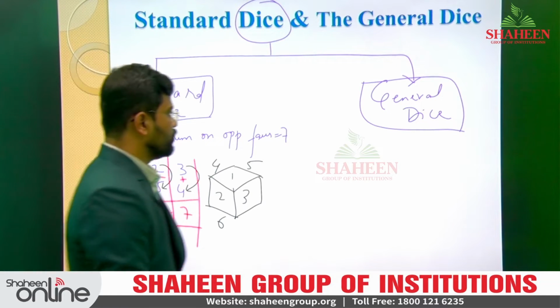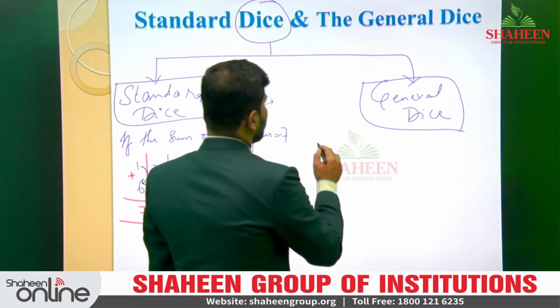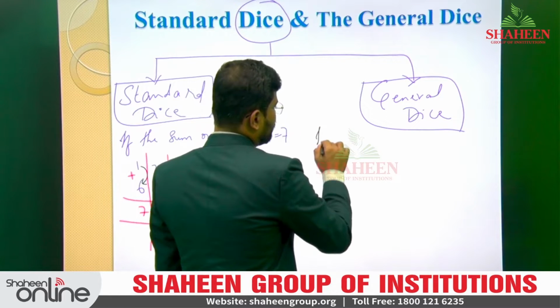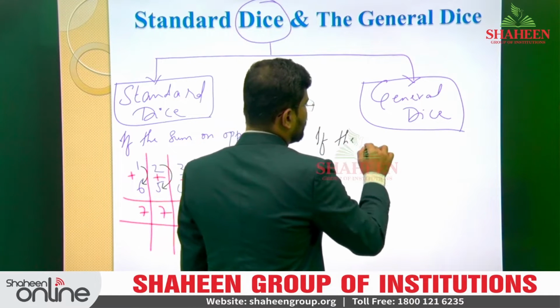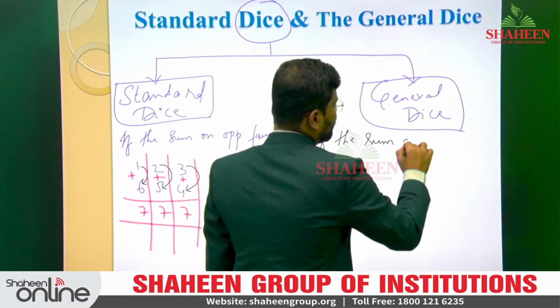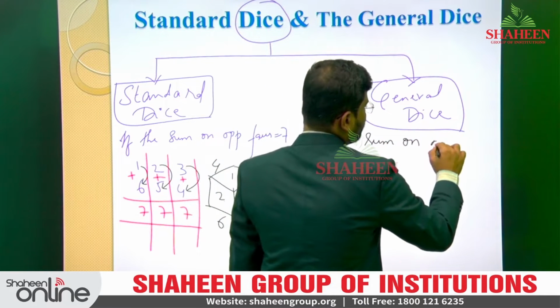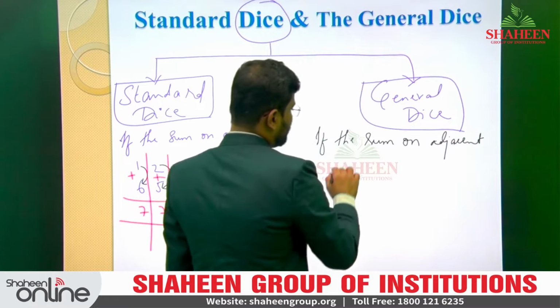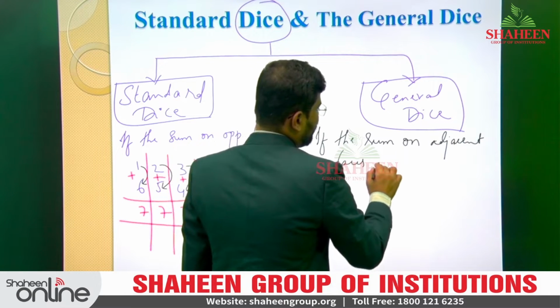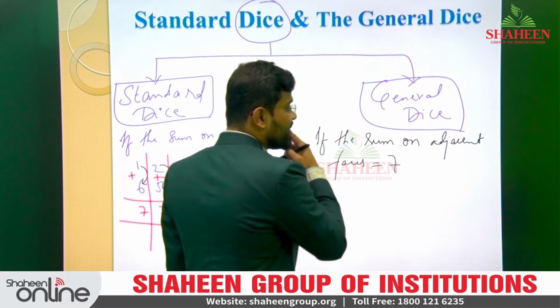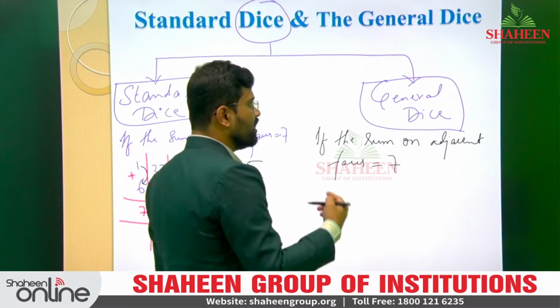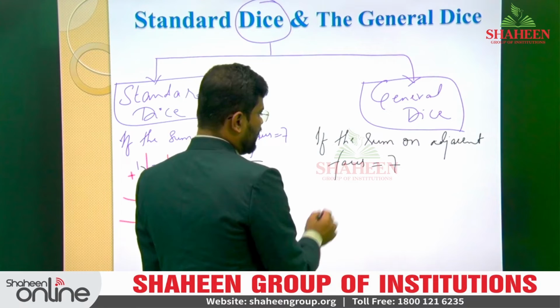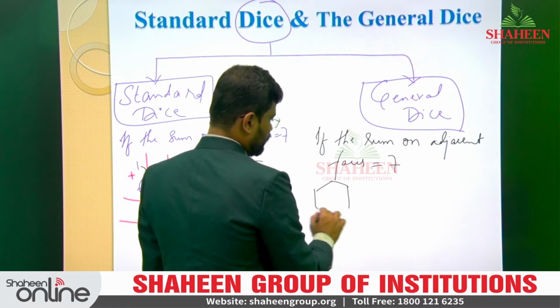standard dice. Now when it comes to general dice, if the sum on adjacent faces is equal to 7, then this type of dice is known as general dice.